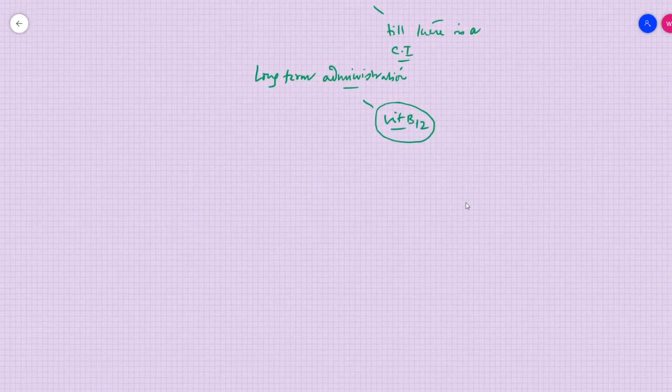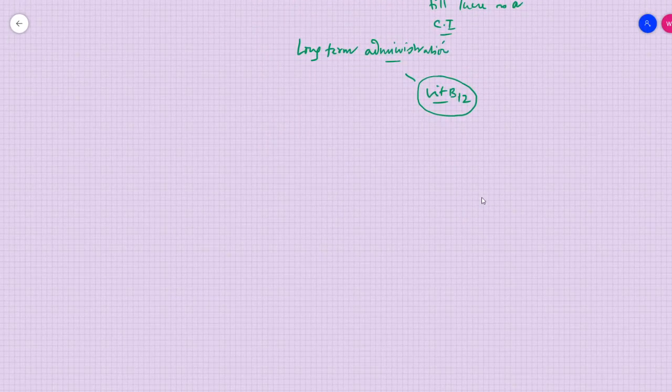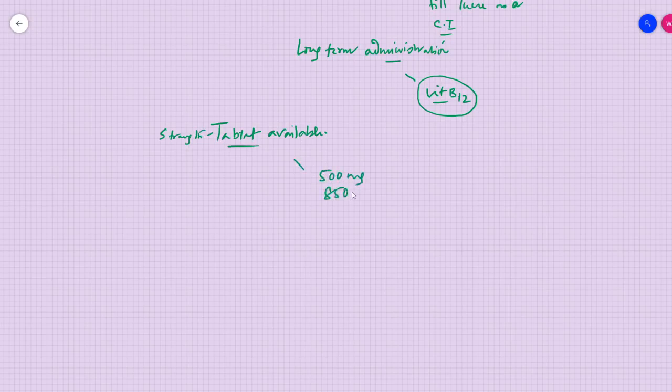The strength of the tablet currently available is 500 milligrams and 850 milligrams. So we know it's given orally, per oral.